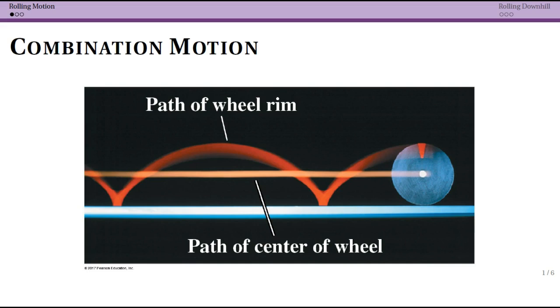When we think about rolling motion, we actually need to think about this as combination motion, meaning that it is both translational motion and rotational motion.